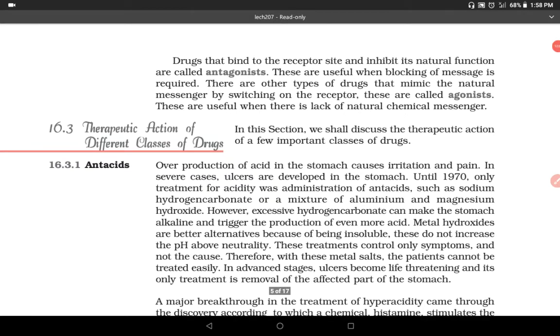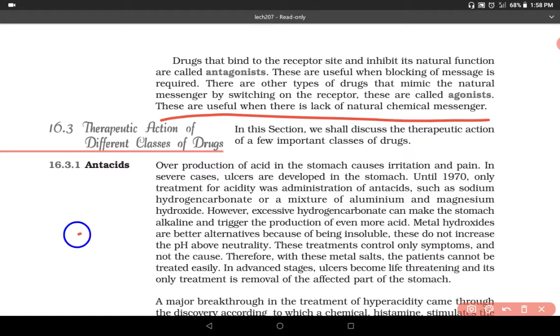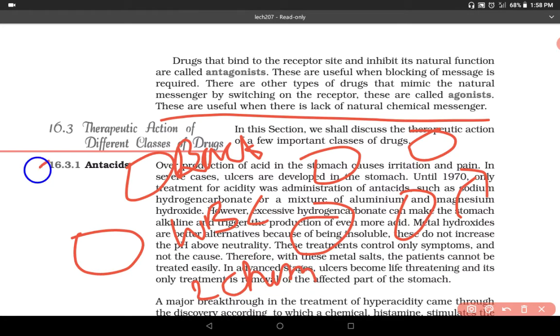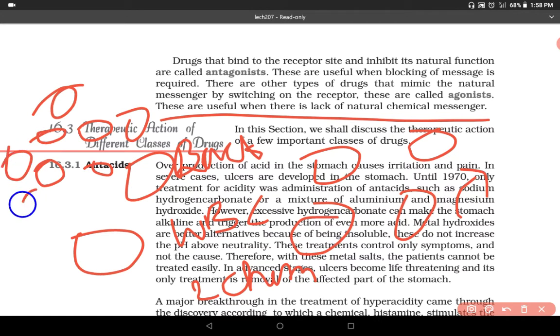These are useful in a lack of natural chemical messengers. Yes, our WBCs know that this is a bacterium we have to kill, but if the WBCs are limited, only 2 chemical messengers are secreted. Here also 20 bacteria are there. Will the bacteria become overdominant?